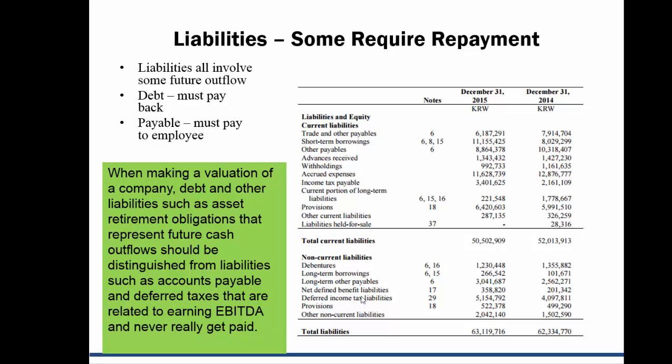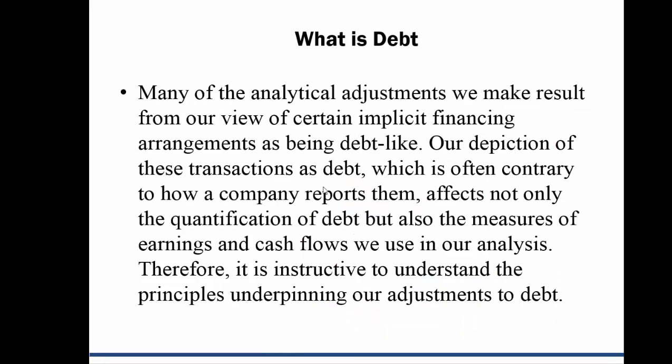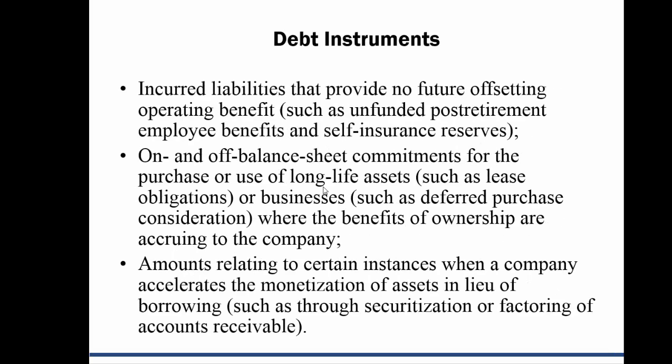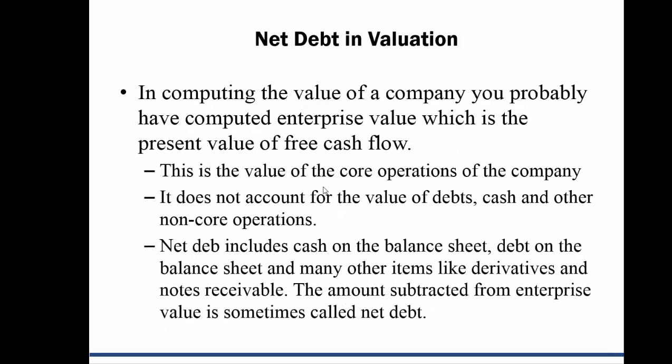What do we do with deferred taxes? What do we do with all this other stuff? Provisions, I never know how they are. Well, a lot of those are just like warranties. So here's what I kept on telling: don't be afraid to read the details of a balance sheet. So what is debt? This is Standard & Poor's, I should have said. Our depiction of these transactions as debt, which is often contrary to how a company reports them, affects not only quantification. Oh, God. Net debt, here's what we're going to do.